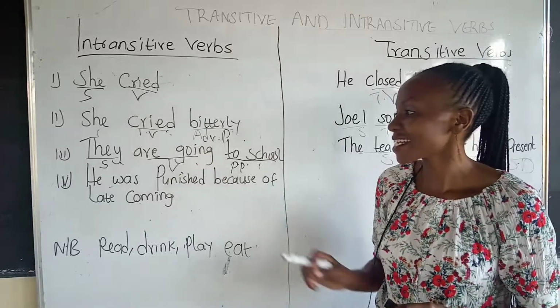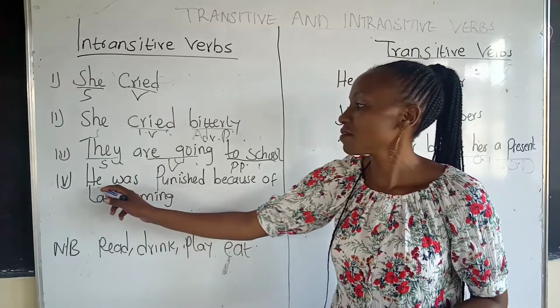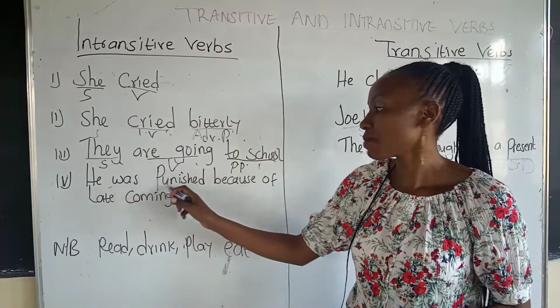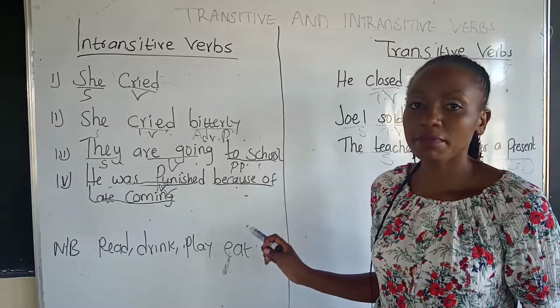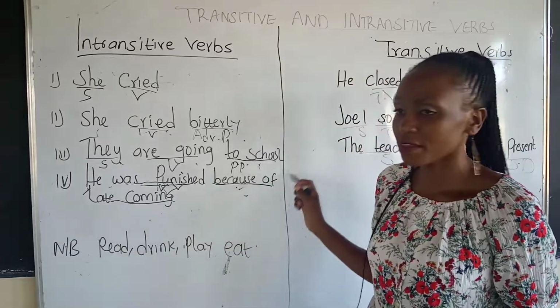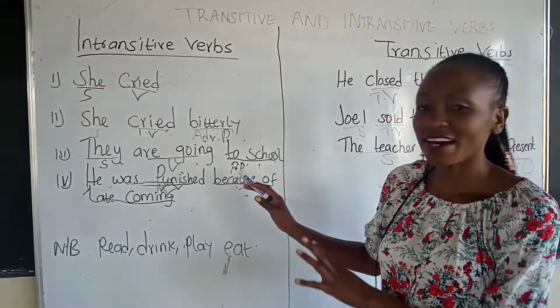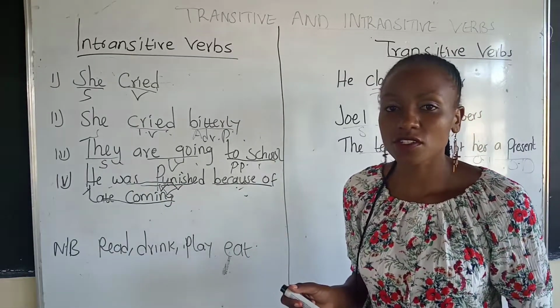Intransitive verb. Lastly, he was punished because of late coming. We have he, again, was punished as the verb, and because of late coming is a dependent clause. So you can have the subject, the verb, and that dependent clause. We don't have an object, so punished has been used intransitively.